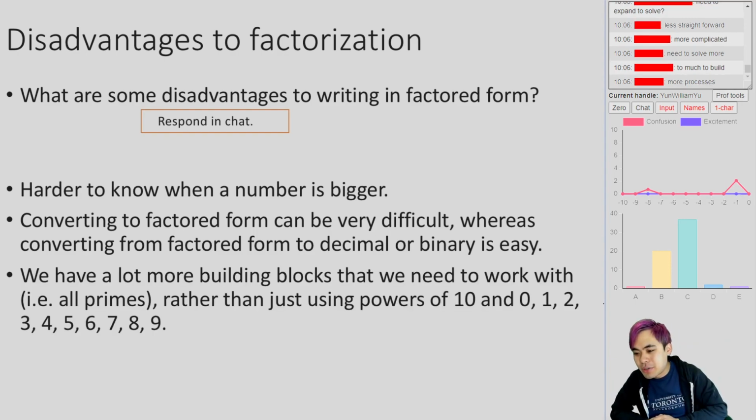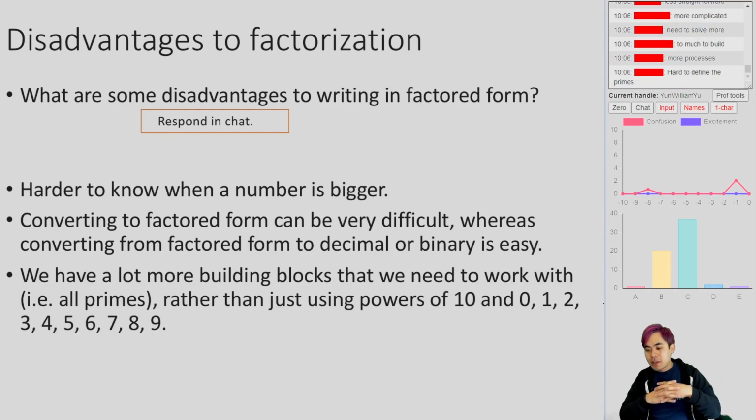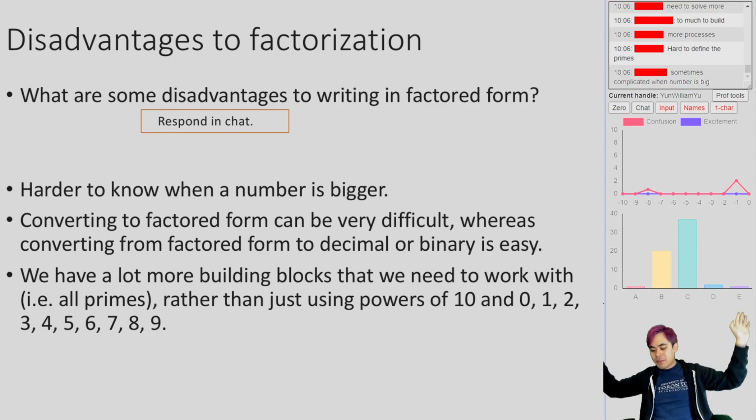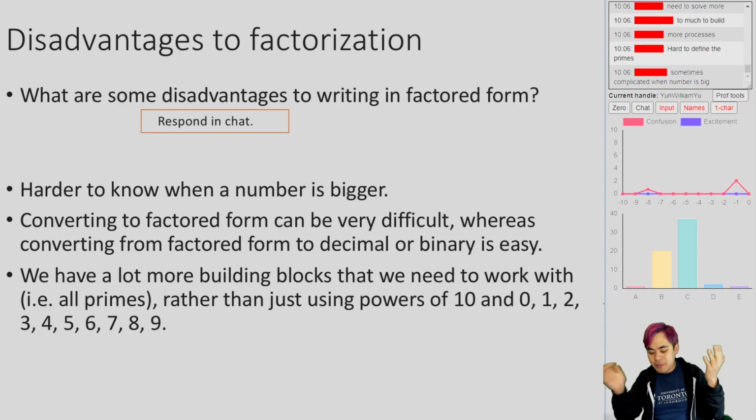Yeah, exactly. So it looks like Maria has too much to build. Yeah, we have a lot more building blocks that we need to work with. We have to use all the different powers, and that's an infinite set, instead of just using the different primes, and that's an infinite set. Rather than just using, say, powers of 10 and the positions 0, 1, 2, 3, 4, 5, 6, 7, 8, 9. So there are disadvantages to using prime factorization as well. But somehow, prime factorization is fundamental to what makes the natural numbers what they are. And that's why they're so important, even though they have these drawbacks that they're a little bit harder to work with.